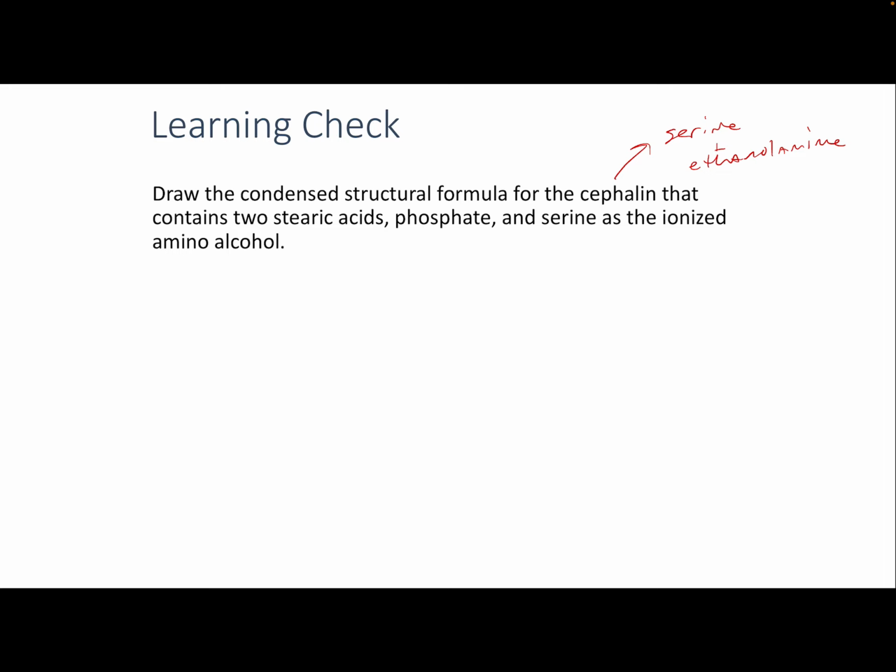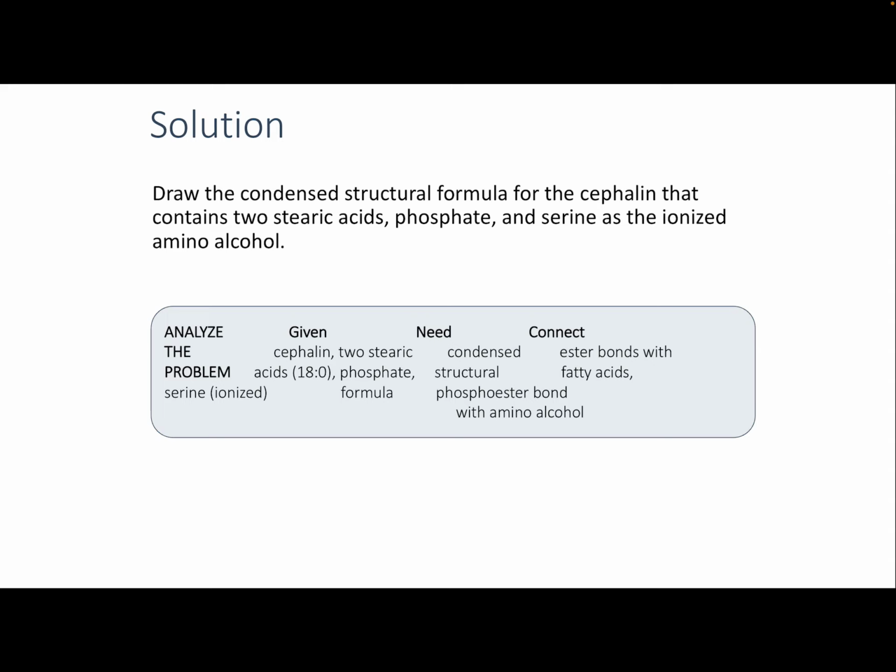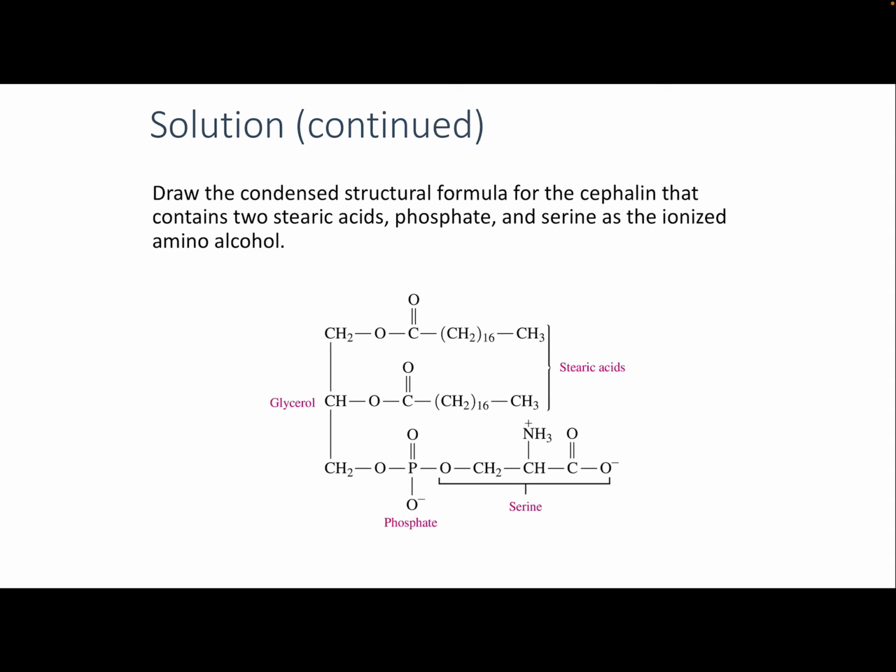I think this actually walks you through it. So we're given everything. The bonds that you're interested in are the ester bond to the phosphate, the phosphoester bond to the serine. So where on the serine, remember the serine's an alcohol, so this side here would have had the alcohol part.